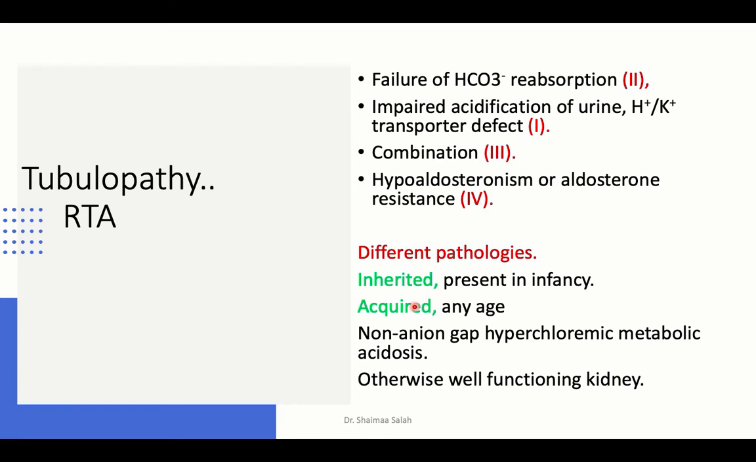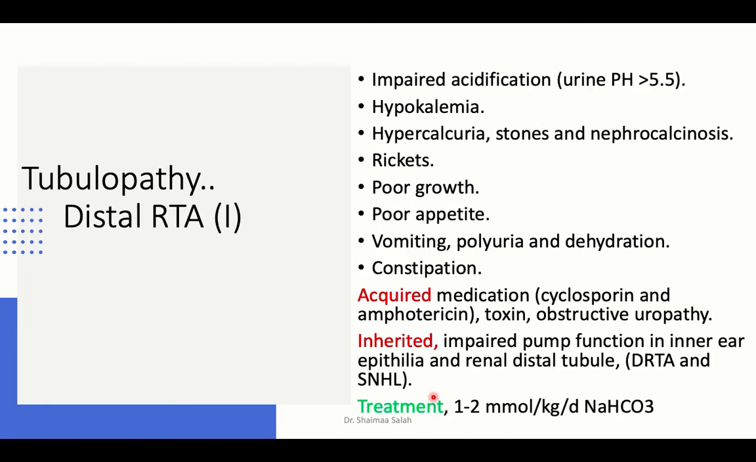So it can be inherited or it can be acquired and develop at any age. Any insult to the renal tubule will result in defective function and they can present with bicarb loss and renal tubular acidosis, non-anion gap hyperchloremic metabolic acidosis, and otherwise well-functioning kidney. We usually have normal urea and creatinine levels. This is very important. In general, RTA is not a common presentation, but it should be in mind and we should understand its pathology and its presentation.